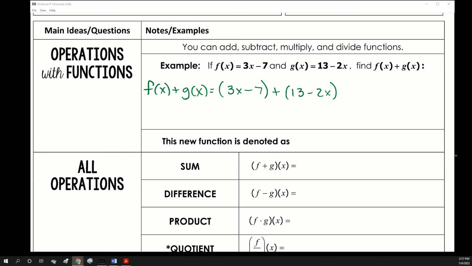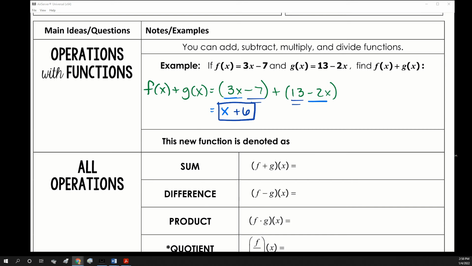So all we're going to do is add our like terms. So 3x minus 2x. Those are like terms. You have 3x's, you subtract 2x's away from it. That's going to leave you with 1x, or just x. Right? Then we have negative 7 plus 13. So negative 7 plus 13 is going to be plus 6. So x plus 6 is the answer.